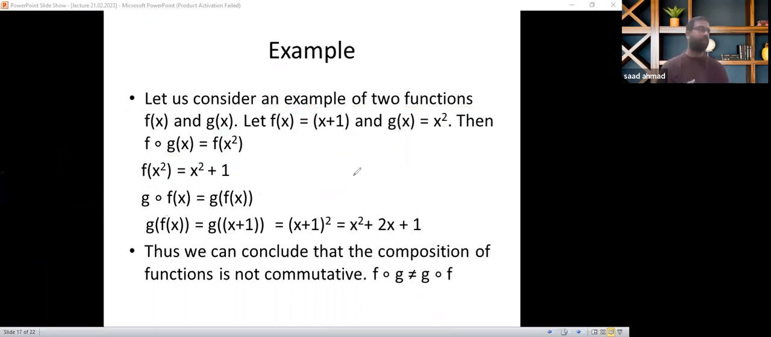And also one more thing about the domain and the range is, let's say when we do the composition function, we get x squared plus 1, but we will not see the domain of the answer. We will see the domain of the original functions, f of x and g of x, all right?